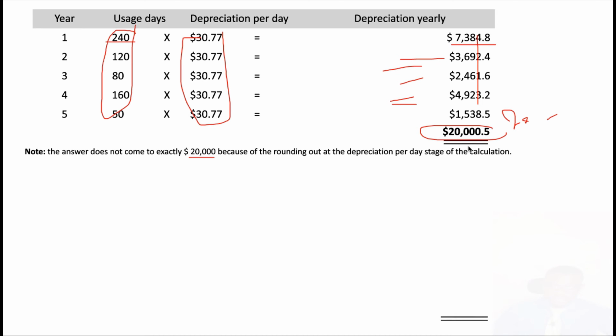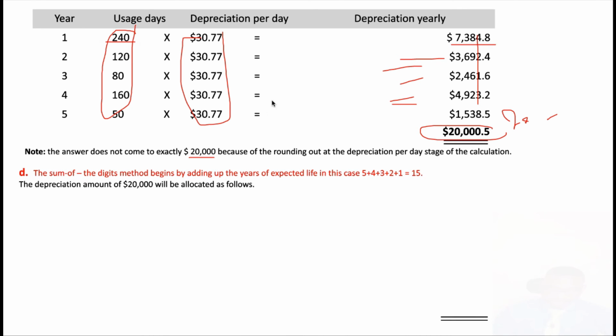The sum of the digits method begins by adding up the years of expected life. So in this method, we add up the years of depreciation over its useful life. We have 5 years, so the total is 5 plus 4 plus 3 plus 2 plus 1. The total gives us 15. And then we allocate these fifteenths spread over each year. The depreciation amount of 20,000 will be allocated as follows.